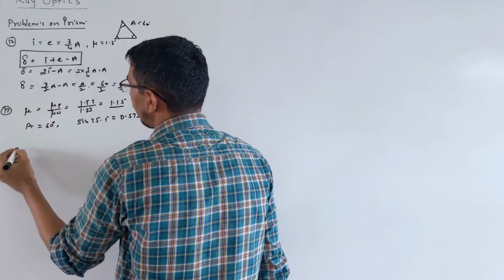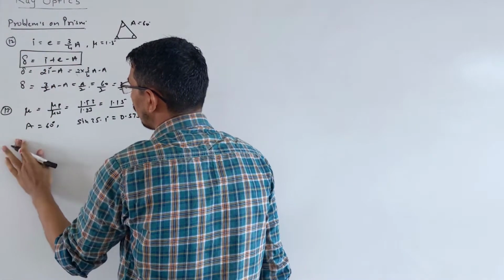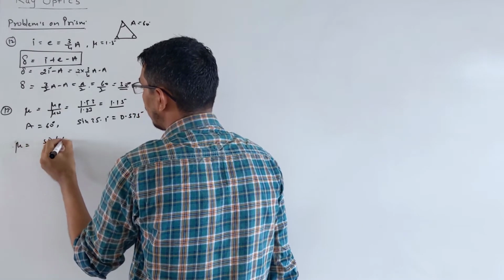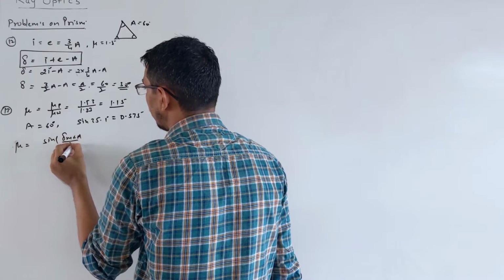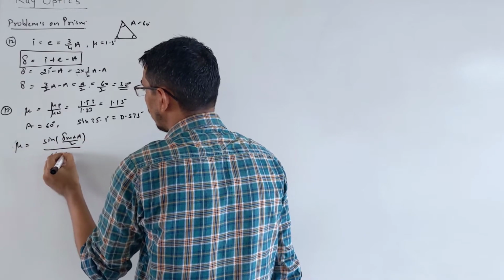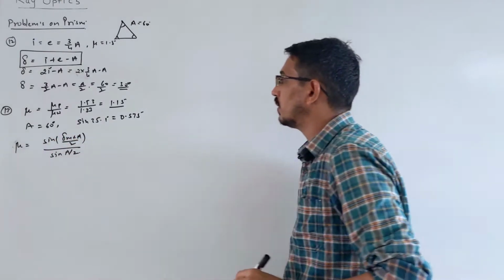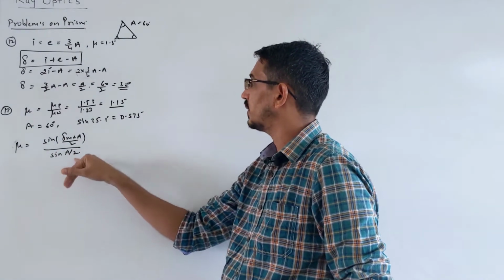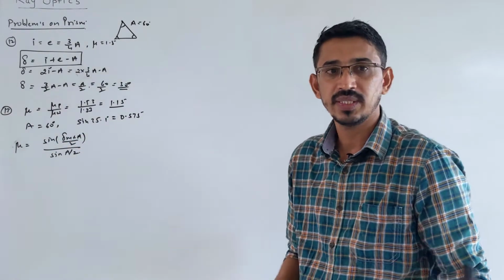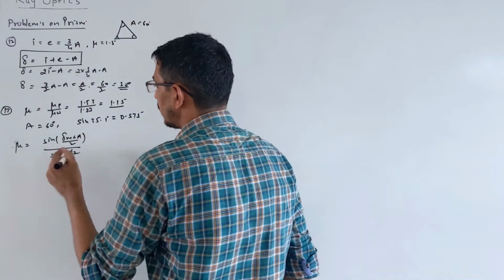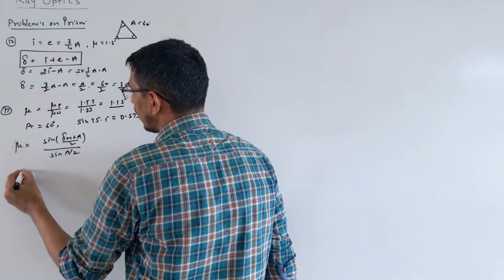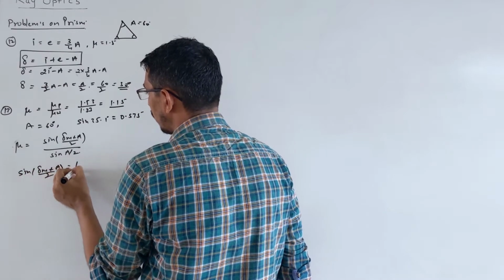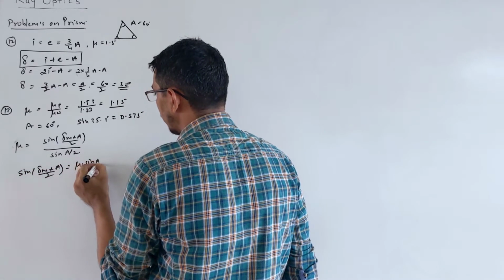Yes, minimum deviation is this one, del m, or we should write correctly, mu is equal to what? Sine of (del m plus A) by 2 divided by sine of A by 2. Correct? So the angle of the prism is given, the refractive index is also given, so the only unknown is del m. Yes, we can calculate. So let's rearrange this formula: sine of (del m plus A) by 2 should be equal to mu into sine A by 2.